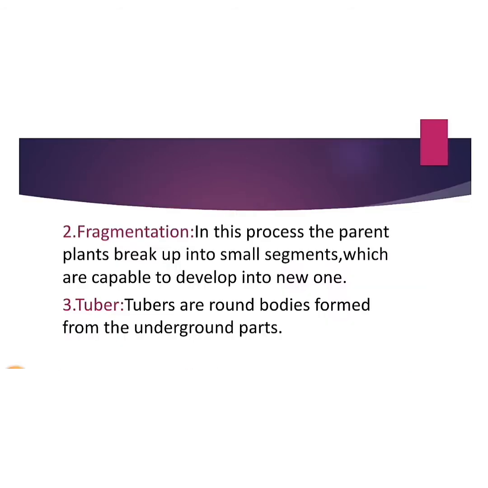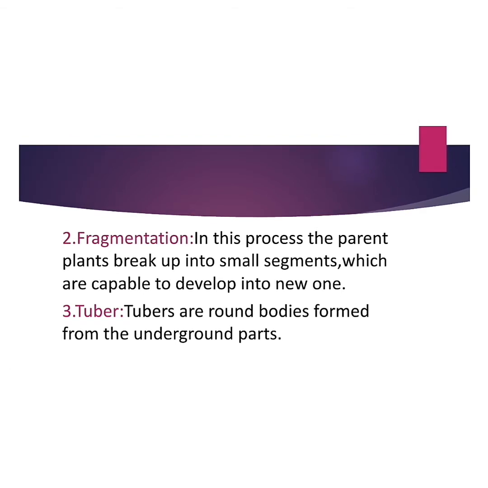The second one is fragmentation. In this process, the parent plant breaks up into small segments which are capable of developing into new ones. It means the parent plant may break up into various regions, even accidentally, and the broken parts are also capable of developing into new algae. The last one is tuber. Tubers are round bodies formed from the underground parts. Tubers are like globular bodies, formed due to stored food, and when they detach from the parent body, they are able to develop into new algae.